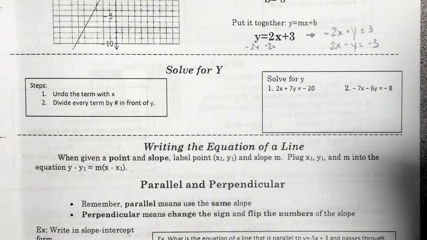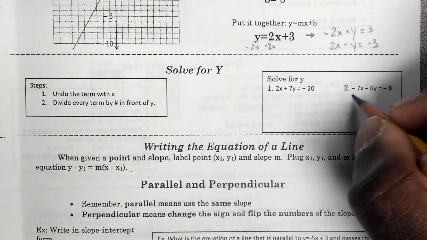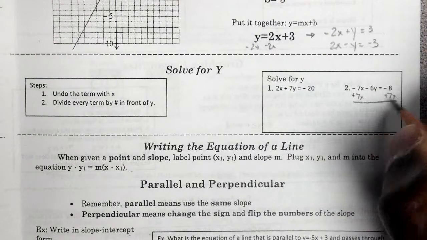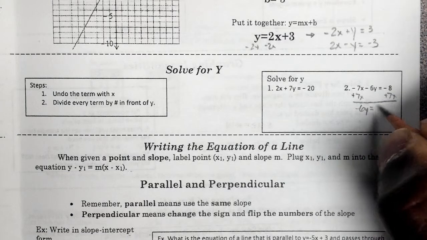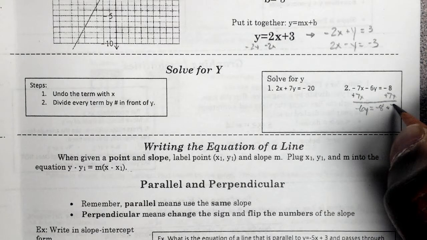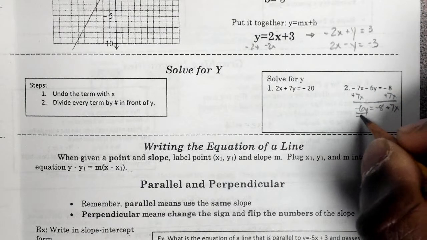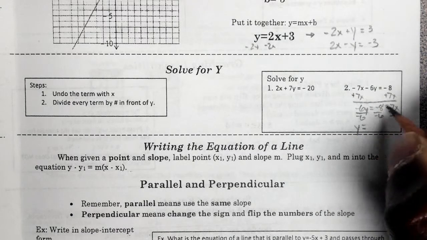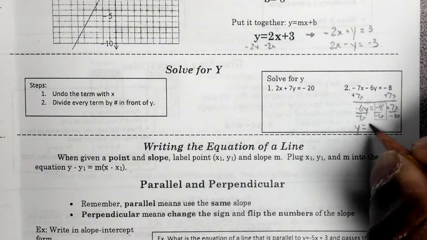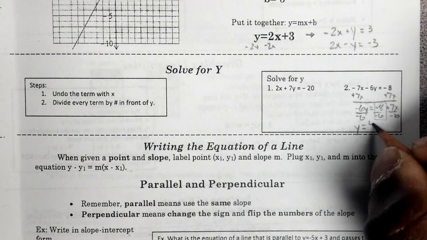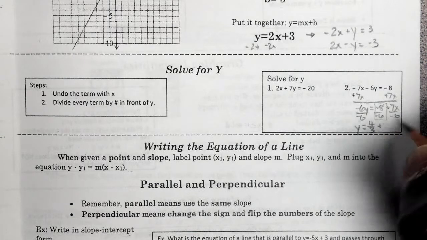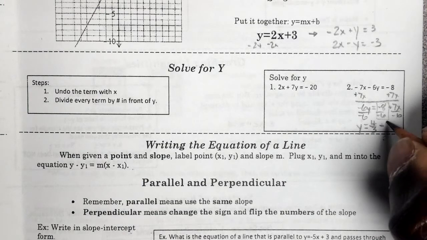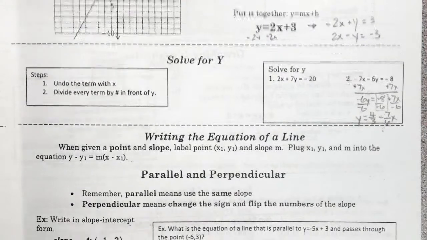I'll do number 2 here since we have negatives, so we're going to add 7x to both sides. And you're going to have to write smaller here because there's limited space. That gives us negative 6y equals negative 8 plus 7x, and then we have to divide by negative 6. It gives us y equals, I'm going to go ahead and reduce this fraction and make it positive because it's a negative over negative, 4 over 3, minus 7 over 6x, because we have a positive over a negative.